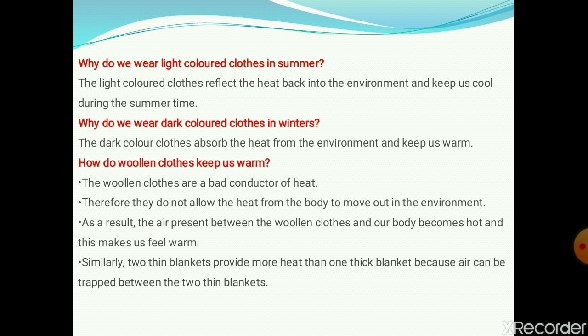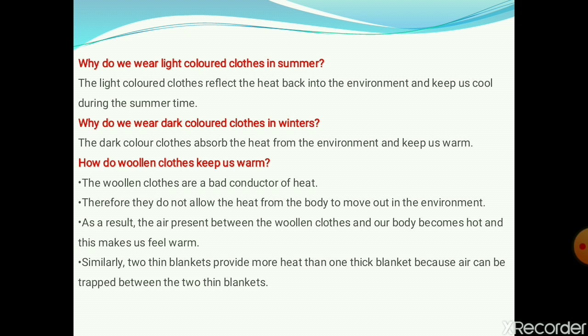How do woolen clothes keep us warm? The woolen clothes are a bad conductor of heat. Therefore, they do not allow the heat from the body to move out into the environment. As a result, the air present between the woolen clothes and our body becomes hot, and this makes us feel warm.